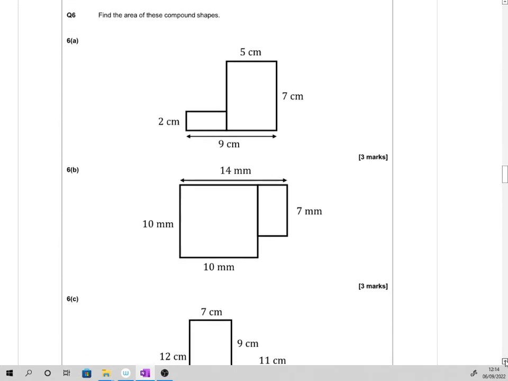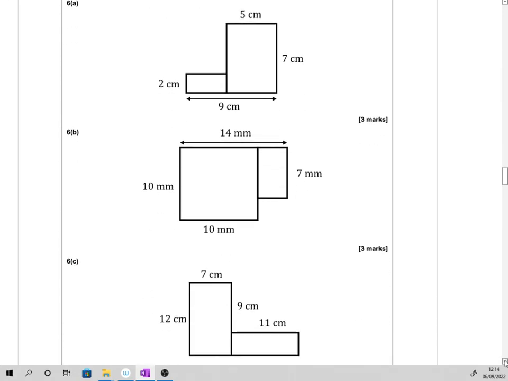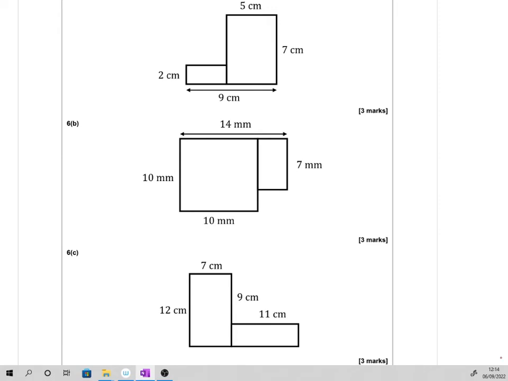Find the area of these compound shapes. Right, okay. Right, so we need to know that this bit here, this is easy enough, isn't it? 5 times 7 is 35. This bit is 2 times, the difference between 5 and 9, so this must be 4. 2 times 4 is 8. Add them together, 43 centimeters squared.